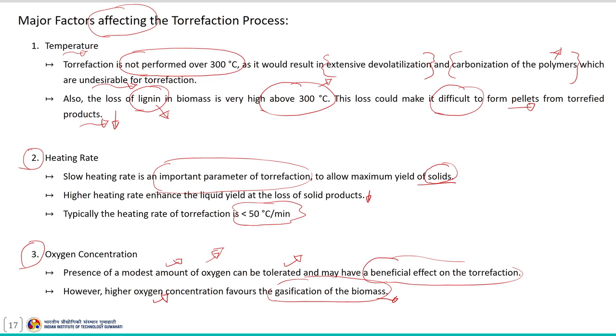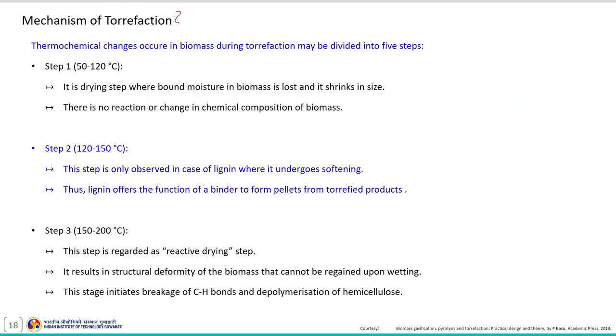And most of the content in the biomass feedstock will be converted into a gaseous product rather than the solid product. And the mechanism which occurs during the torrefaction process is basically divided into 5 steps.